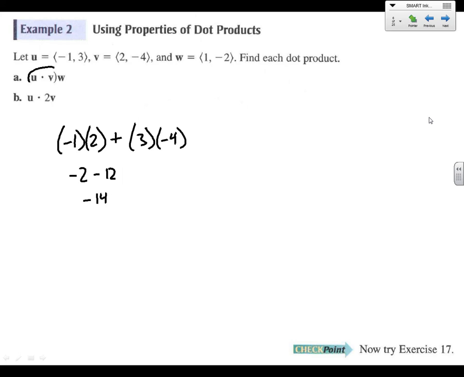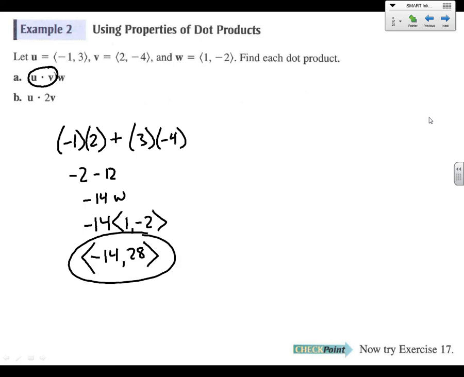So I've done this part so far. I've just done the dot product, negative 14. Times w still. So w is the vector 1, negative 2. If I distribute that negative 14 in, I get negative 14, comma 28. And that would be my answer for the dot product of u and v times vector w.